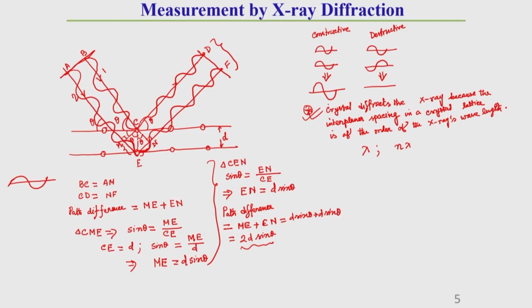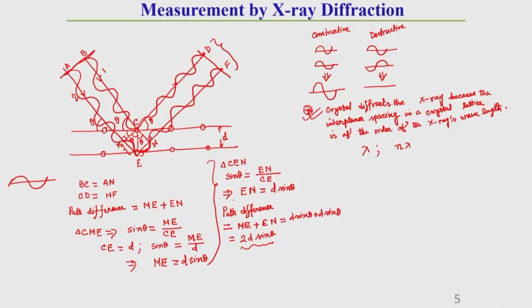So, crystals diffract X-rays because the interplanar spacing in a crystal lattice is of the order of the X-ray wavelength. Whatever the interlayer spacing distances are, they are generally on the order of the X-ray wavelength. Order of X-ray means it can be 2 times or 1 times the X-ray wavelength, depending upon the type of material, but it should be of that order.